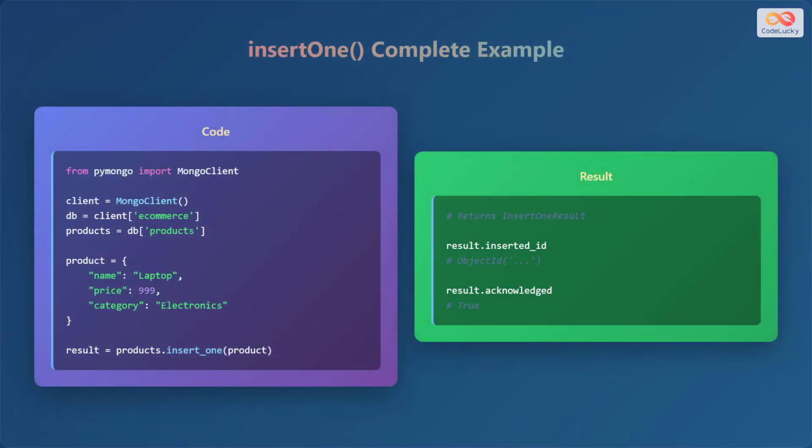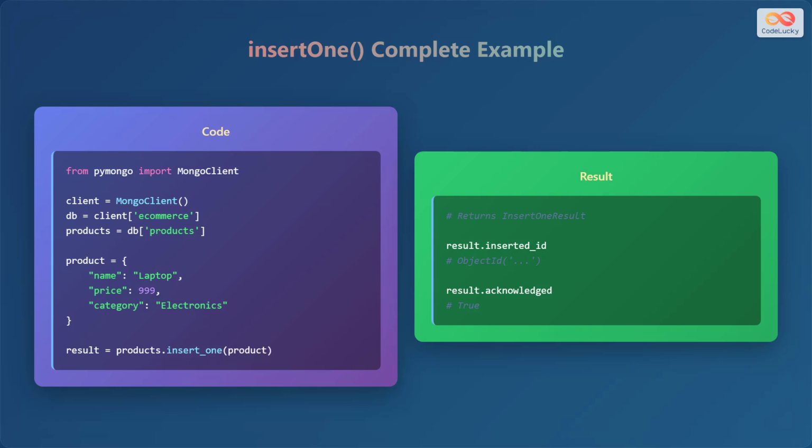Here is a complete example of the insertOne method. First, import the Mongo client from the PyMongo library. Then create a Mongo client instance. Create a database named e-commerce and get a reference to the products collection. Define a product dictionary with the keys name, price, and category. The price is $999, and it's of the electronics category. Next, call products.insertOne, passing the product as an argument and assign it to a variable named result.